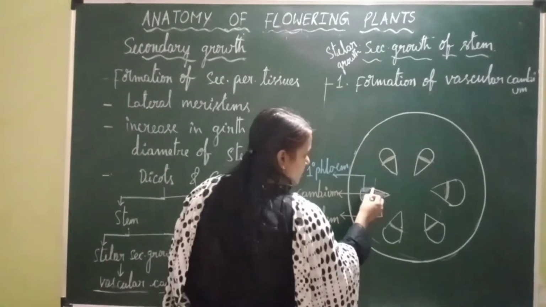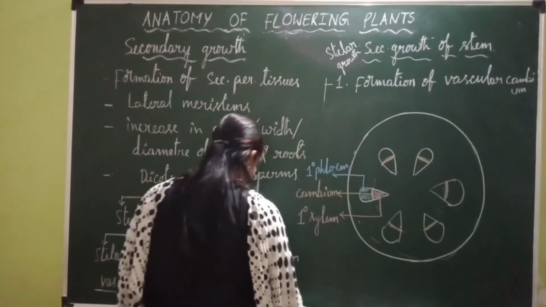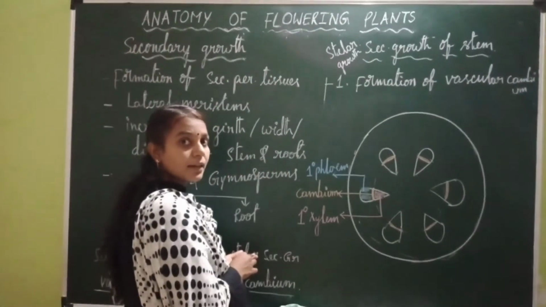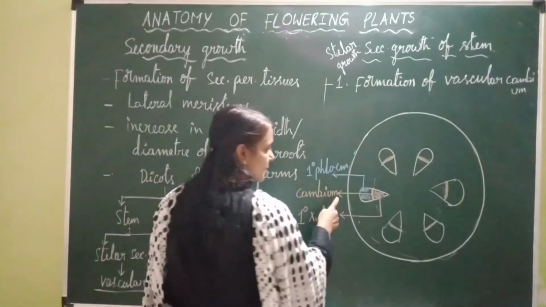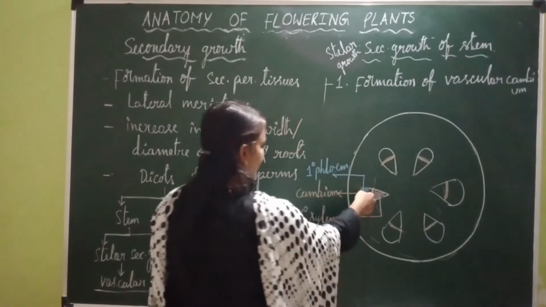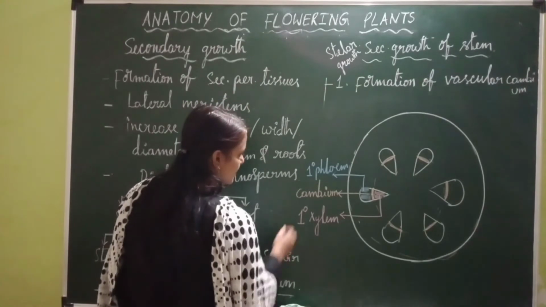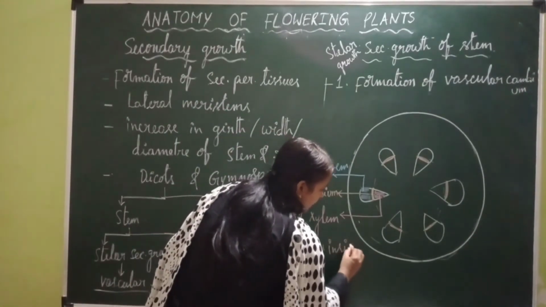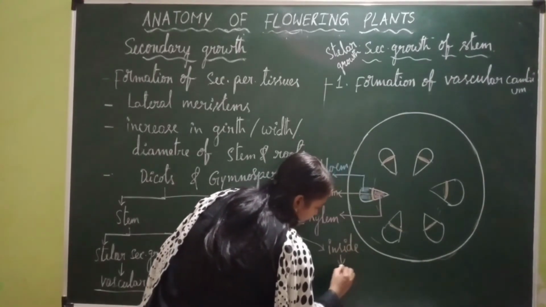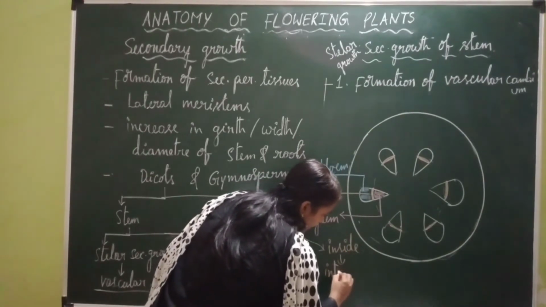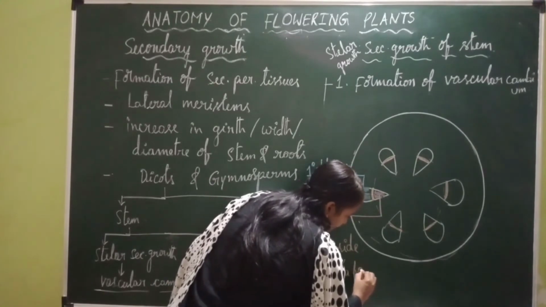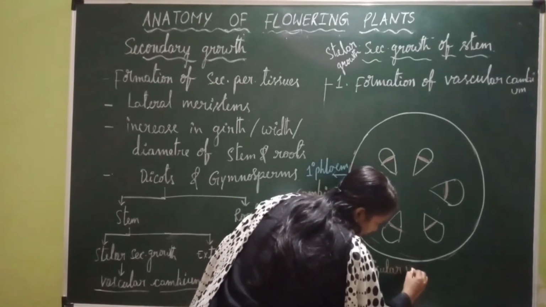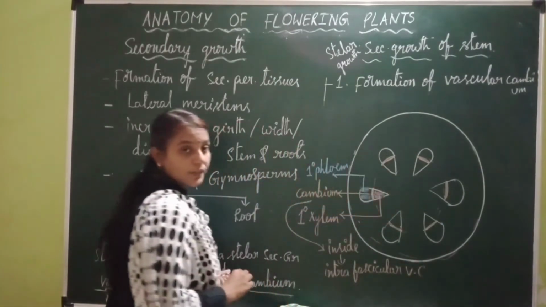Now, the cambium which is present between phloem and xylem of the same vascular bundle is called intrafascicular vascular cambium, because this cambium is present inside the vascular bundle. So, as this cambium is present inside the vascular bundle, it is called intrafascicular vascular cambium, right? So, this is intrafascicular vascular cambium. Vascular cambium, I am writing it as VC.